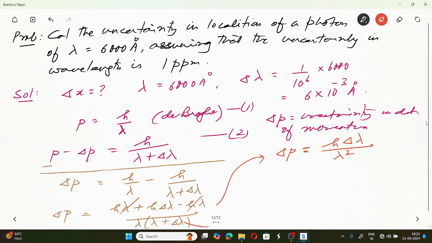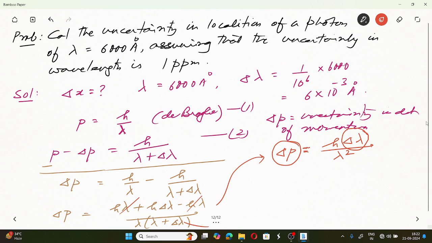So we have derived the expression for the uncertainty in determination of momentum in terms of the uncertainty in the determination of wavelength. So this is the relation between the uncertainty in momentum and the uncertainty in wavelength.